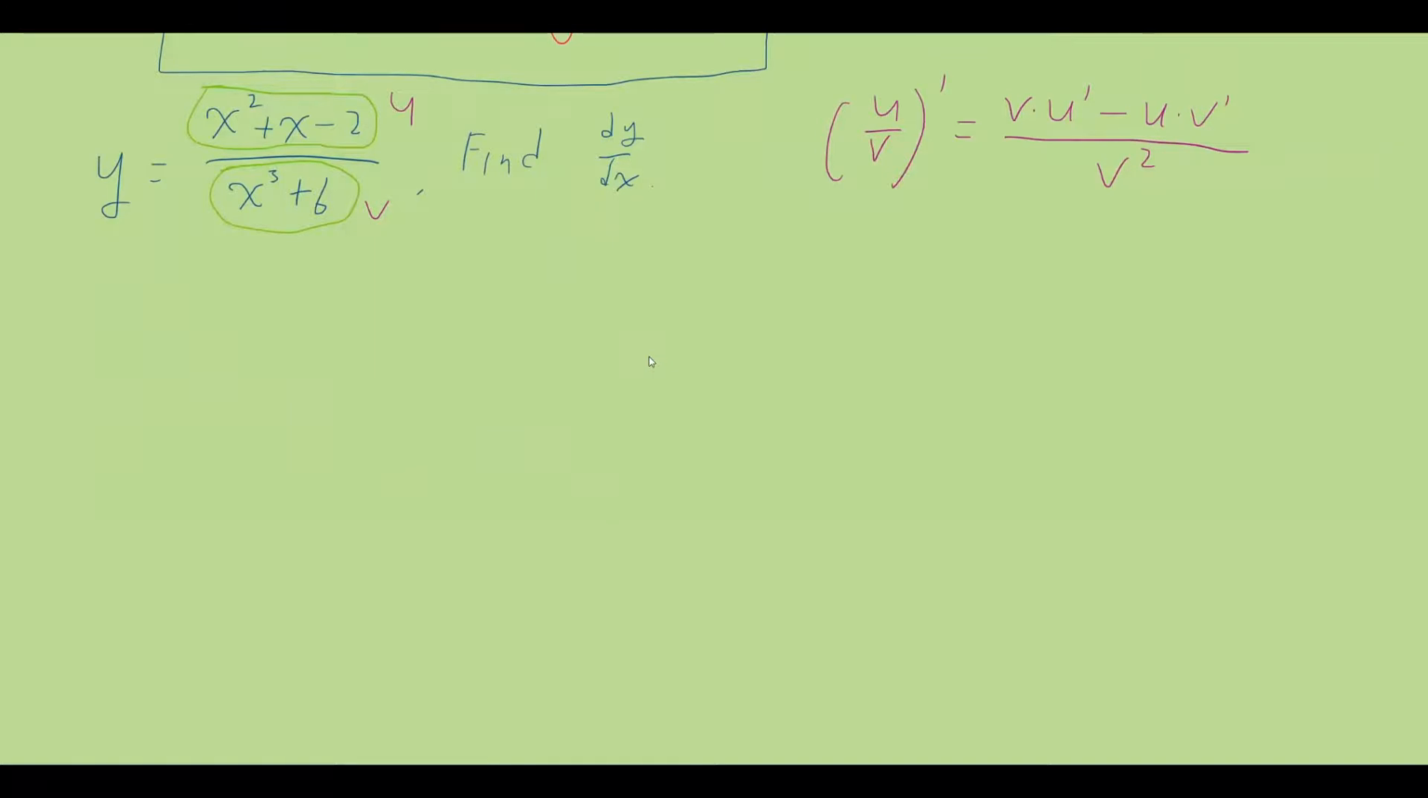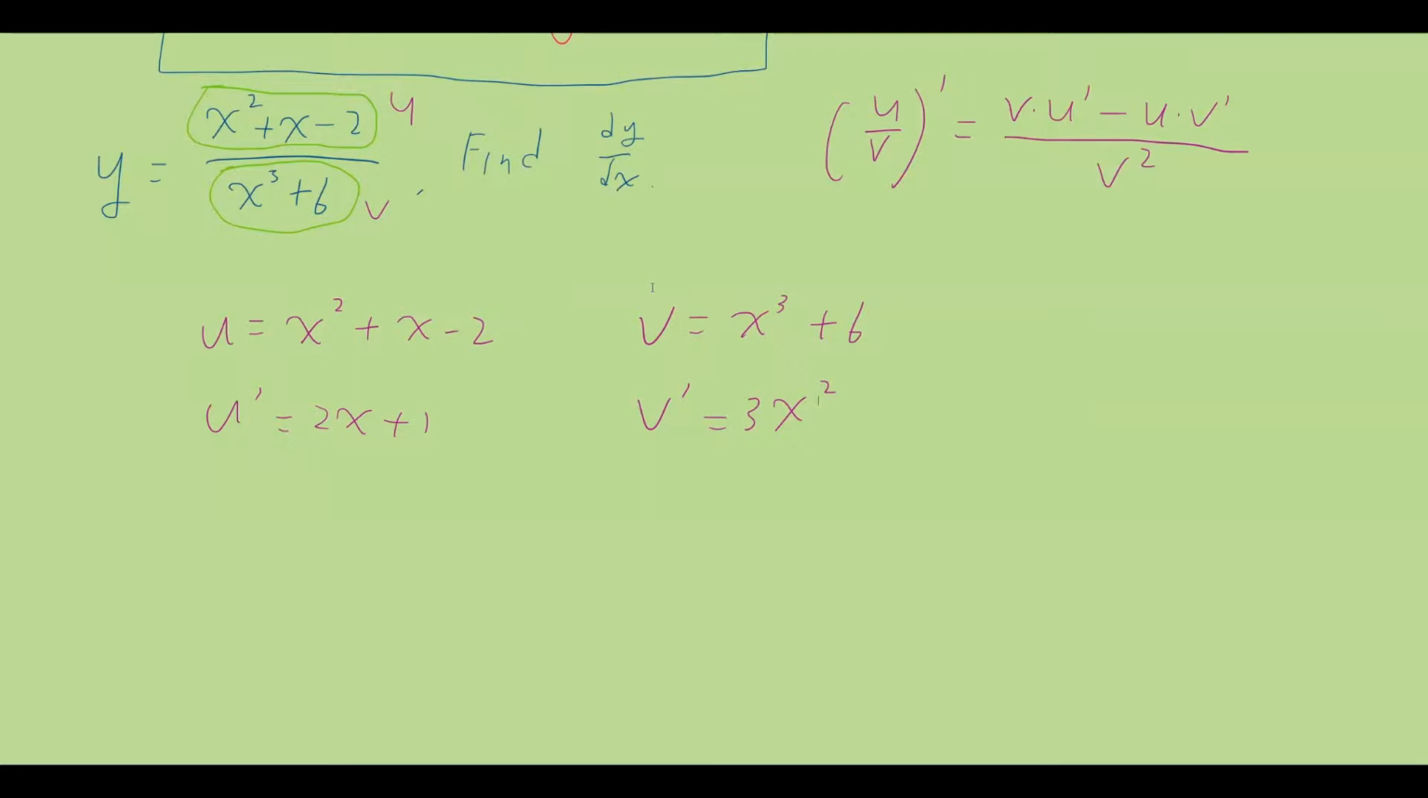And just like product rule, I like to list out everything before I move on. So u is x squared plus x minus 2. v is x cubed plus 6. And let's go ahead and find u prime. u prime is going to be 2x plus 1, and v prime is going to be 3x squared. Notice that all I'm doing here is applying the power rule. Bring down the power, decrease the power by 1.